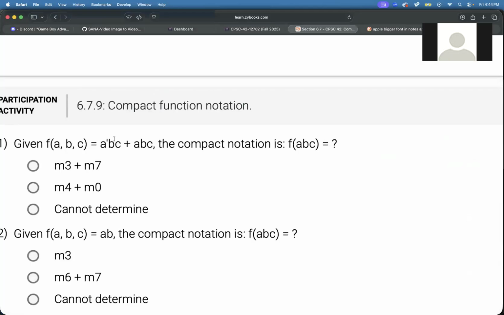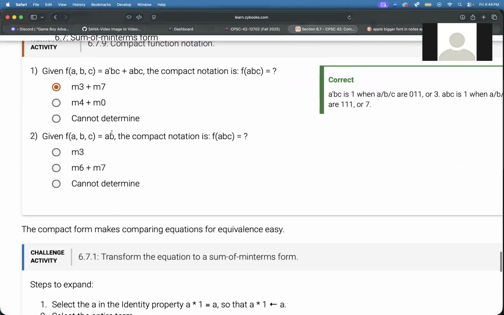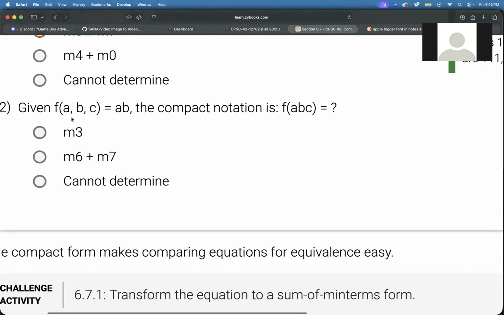So if we were figuring this out this way, what would this be? Cannot determine. Well, we can definitely determine, right? It says cannot determine. So ABC would be 1, 1, 1, right? 111 would be 4 plus 2 plus 1, which would be 7. So it's automatically got to be this one if any of them are right. And then this would be 011, which is 3. So that one.